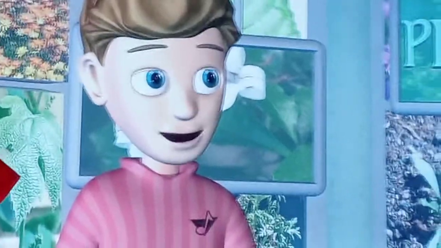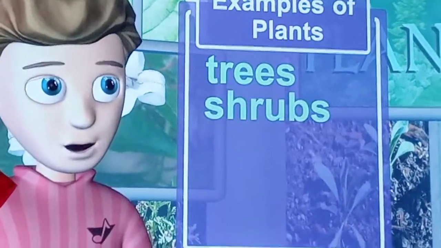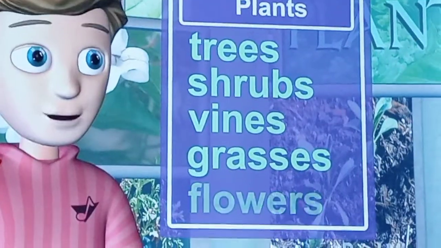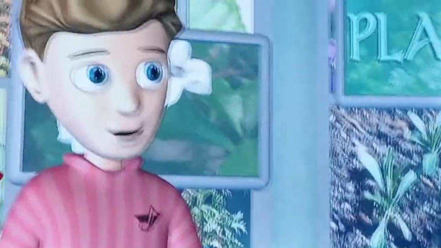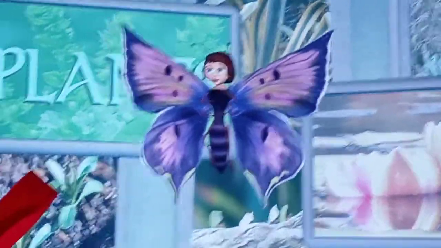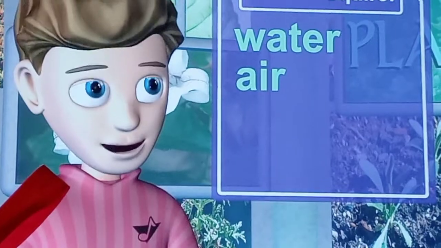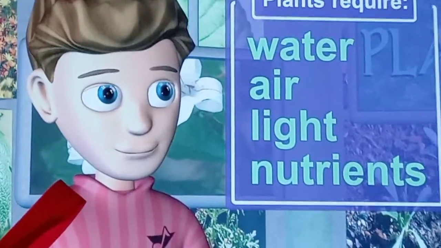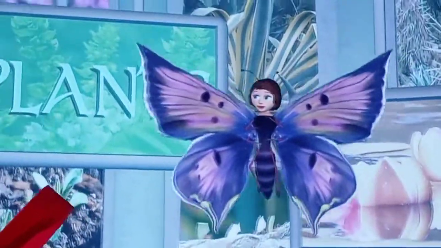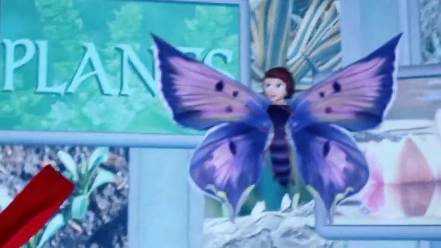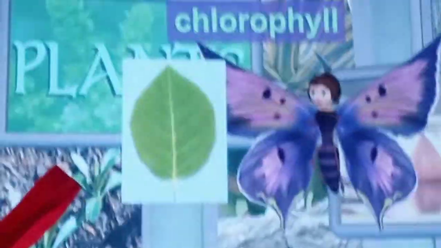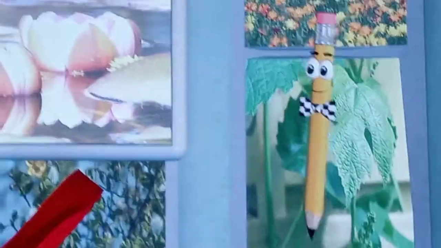Well, some examples of plants are trees, shrubs, vines, grasses, and flowering plants. And plants can produce their own food. They sure can. But do you know how plants make their food? My teacher says plants need water, air, light, and nutrients. That's right. The leaves of plants contain a colored pigment called chlorophyll. Chlorophyll makes plants appear green and helps them absorb the energy from sunlight for a process called photosynthesis.